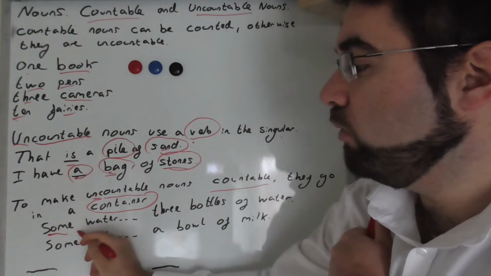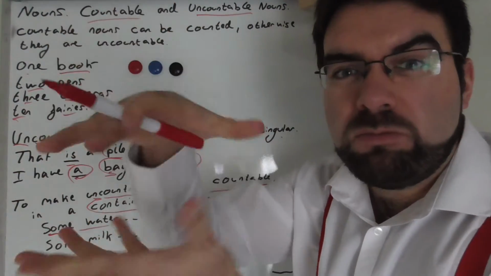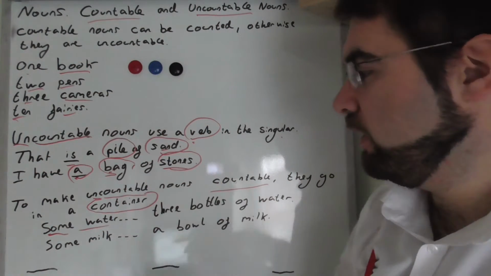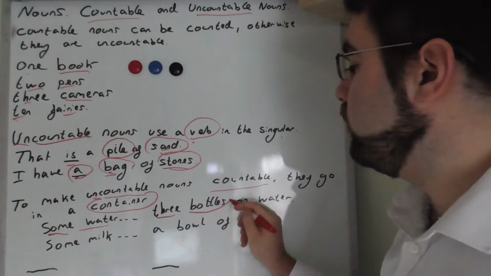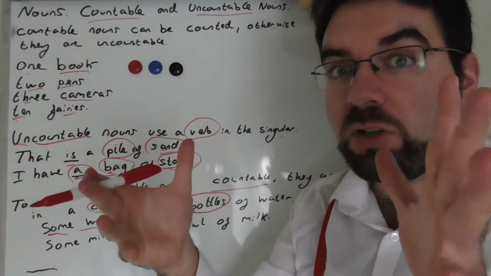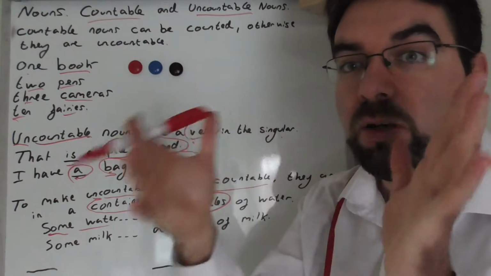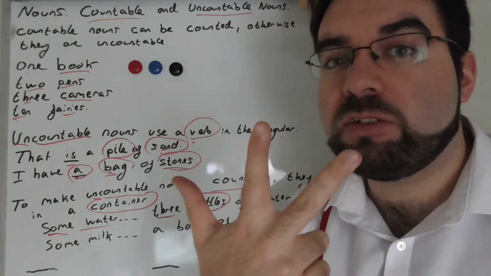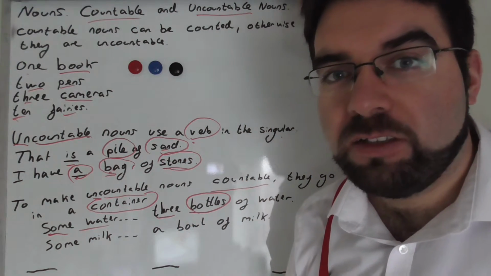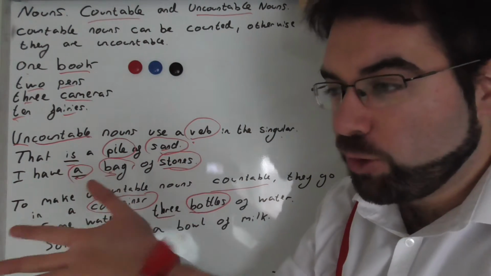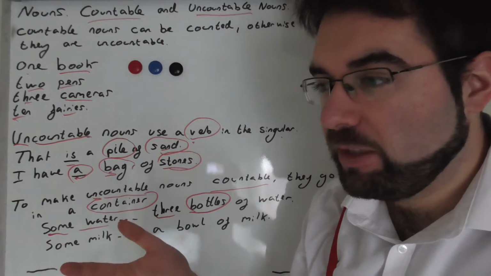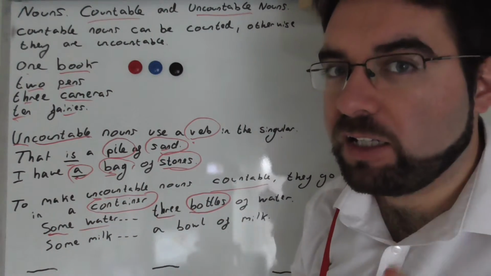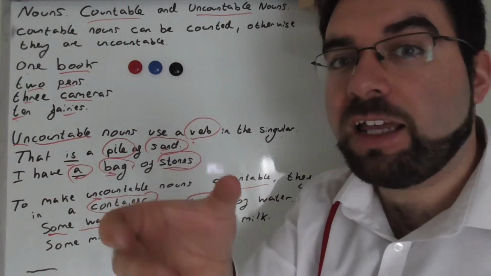So we could say some water. I have some water here. Some water. I have 3 bottles. Bottles of water. I have a bottle. A bottle. 3 bottles. We can count the bottles, but we can't count the water. I got 3 water. No. 3 litres of water. 3 bottles of water. 3 bowls. 3 glasses of water.